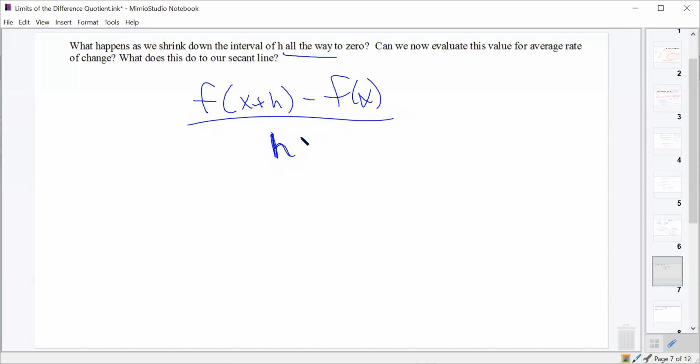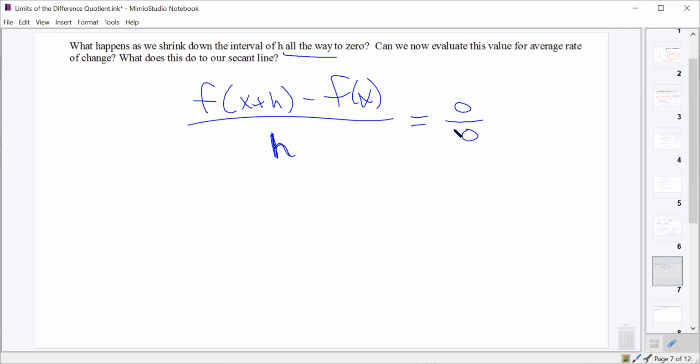And not only that, if you look at the top, if you plug in 0 for h into the top, it is also equal to 0. We'd end up with this indeterminate thing. We've dealt with that with limits before, but not without a limit in front of it. So that's a problem.